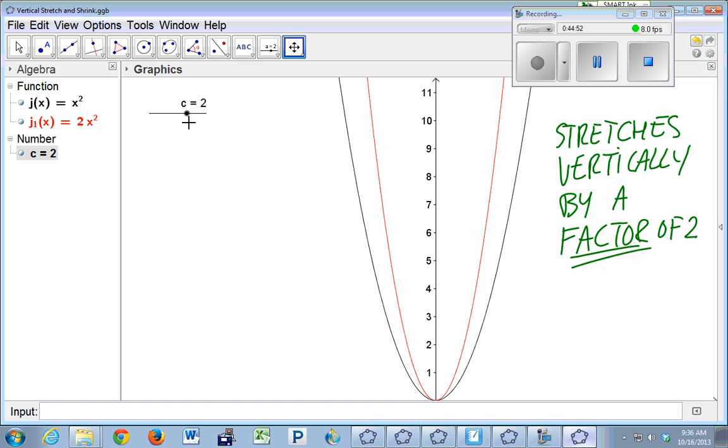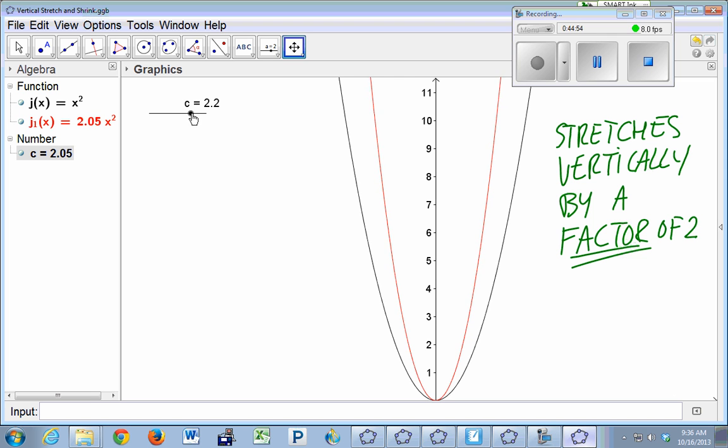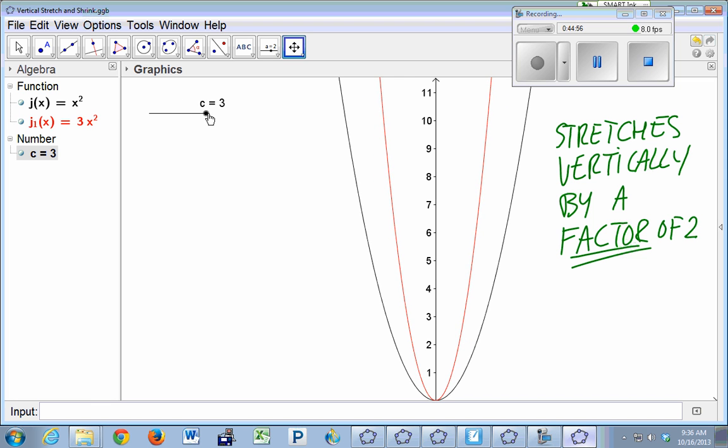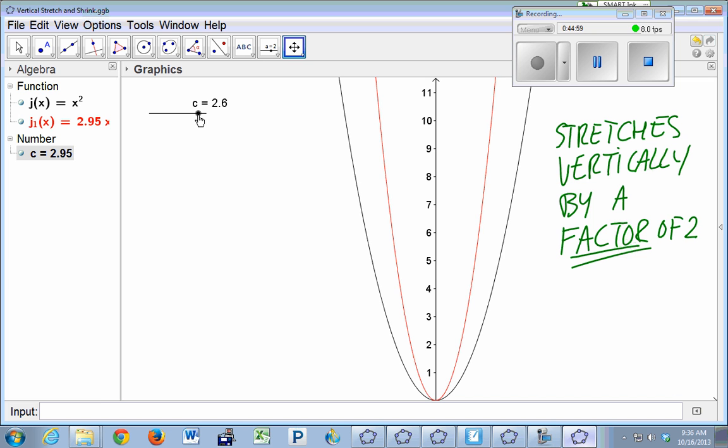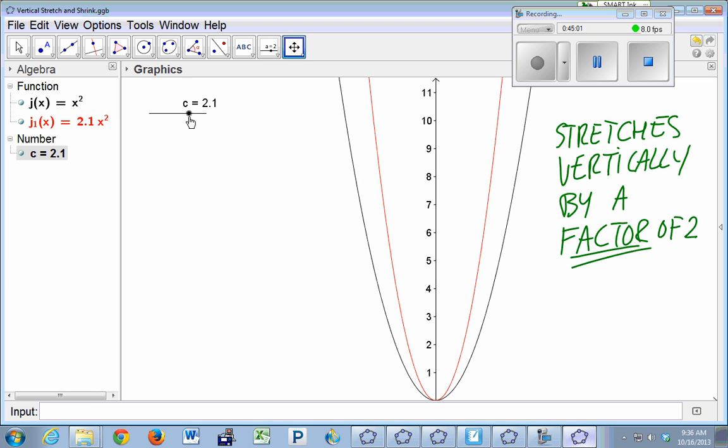Factor of 2. If I make it 3, it's going to even get skinnier. Here's 3. Here's 2. Okay. So now what's going to happen, so this is when c is greater than 1. When c is a number greater than 1 out in front of your function, this thing stretches up.